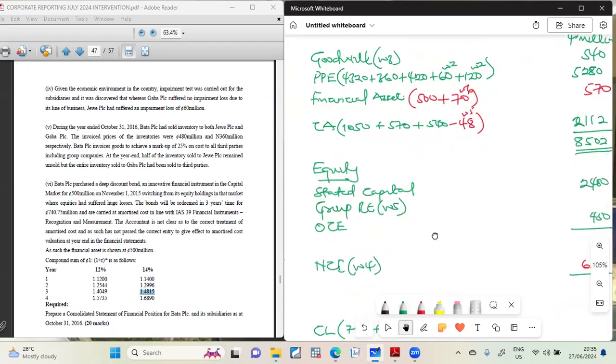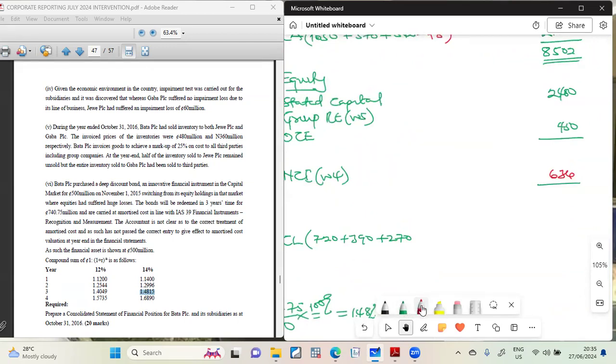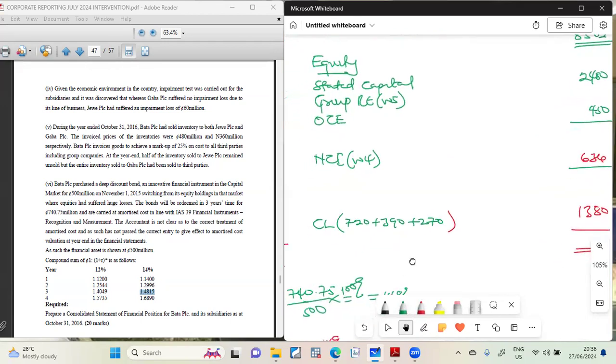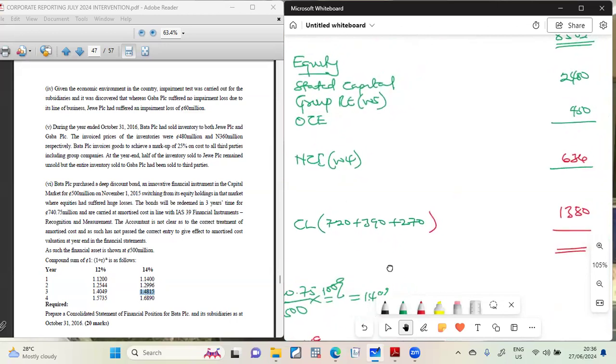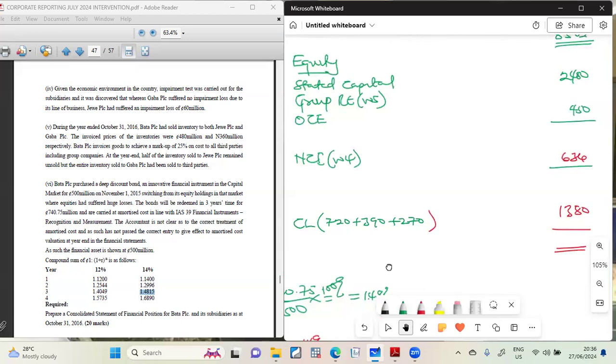So what are we left with? Our group retained earnings. Nothing affected it. 720 plus 390 plus 270 is 1380. Did you get that? The same 1380. So the only thing left with our working is 5. Please confirm the 1380. Yes, sir, confirmed.